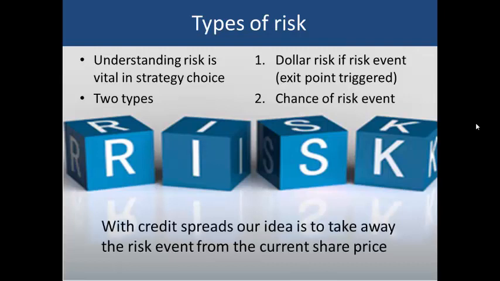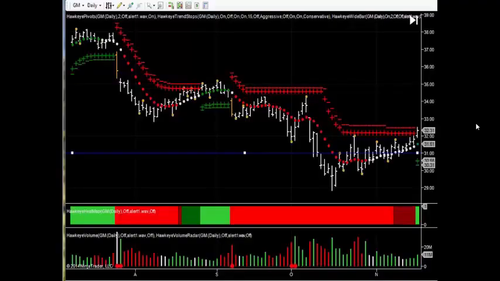With credit spreads, our idea is to take away the risk event from the current share price. So if we look at a chart here of General Motors, we've got a buy signal on the chart. We've got a clear line in the sand that says, well, look, current share price looks comfortable above this. So we may choose to put our credit spread below that 31 price point and have a 30-31 bull put spread. So what that means is if it finishes anywhere above 31, we're in our profit zone, we keep the premium brought in. So it's got to drop $1.31 before that risk event is triggered.